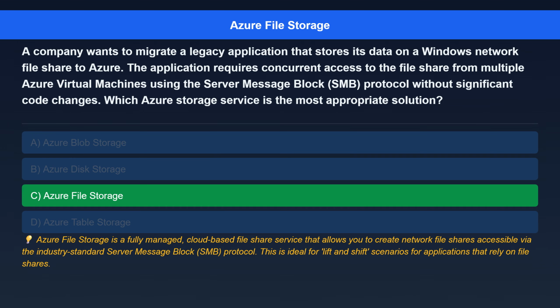The correct answer is Azure File Storage. Here's the explanation. Azure File Storage is a fully managed, cloud-based file share service that allows you to create network file shares accessible via the industry-standard Server Message Block (SMB) protocol. This is ideal for lift and shift scenarios for applications that rely on file shares.